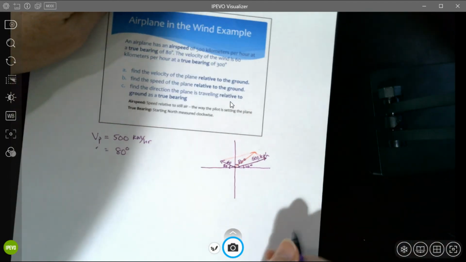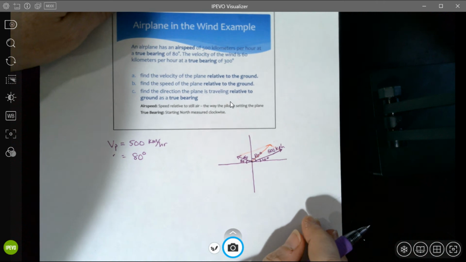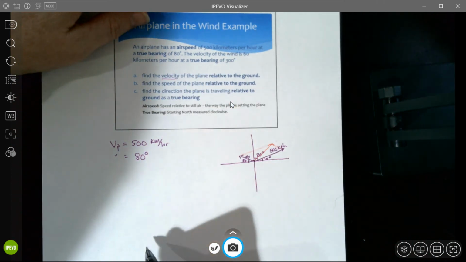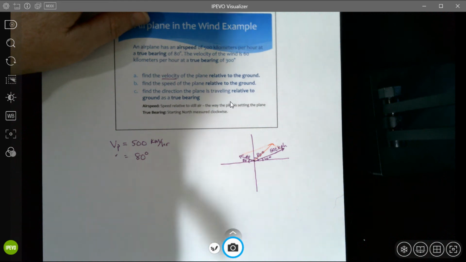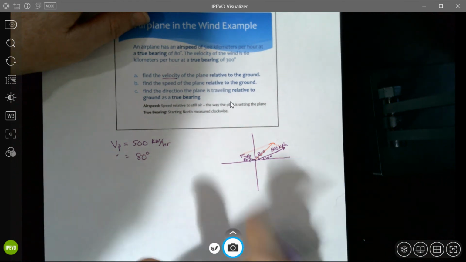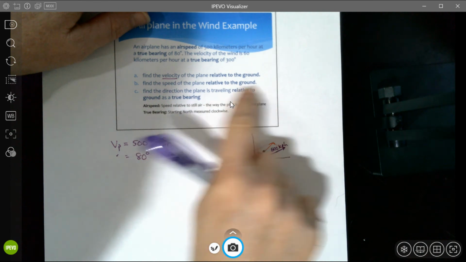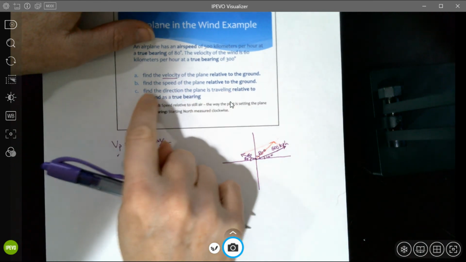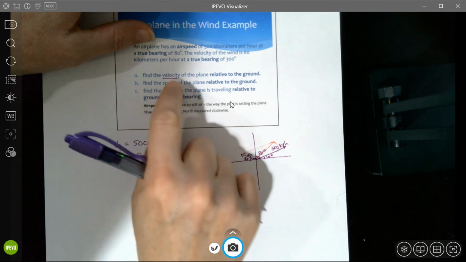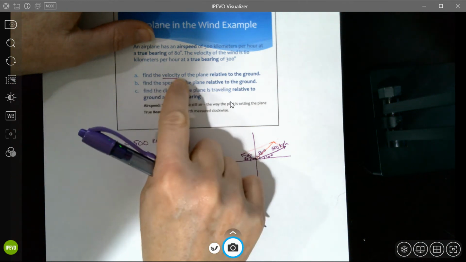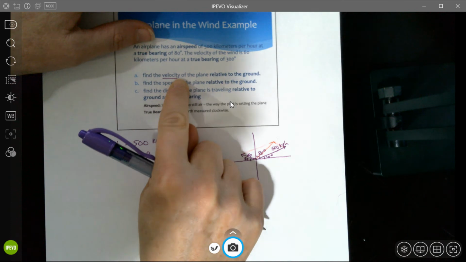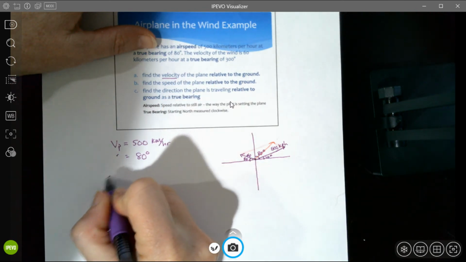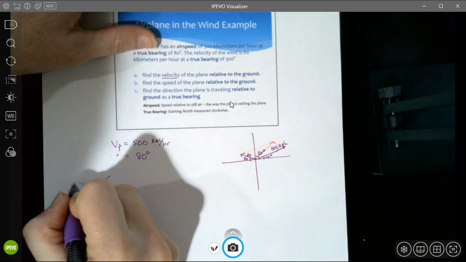So the first question says, find the velocity of the plane relative to ground. Now that says velocity. That means we want the whole vector. And that means we can either give a magnitude and direction, but that seems to be what they're trying to tell us. Speed is the magnitude of velocity, and direction is here. So we're going to get the magnitude and direction later. To find the velocity, what we should do is use vectors, component vectors, okay? So let's do that, okay? We have the airplane.